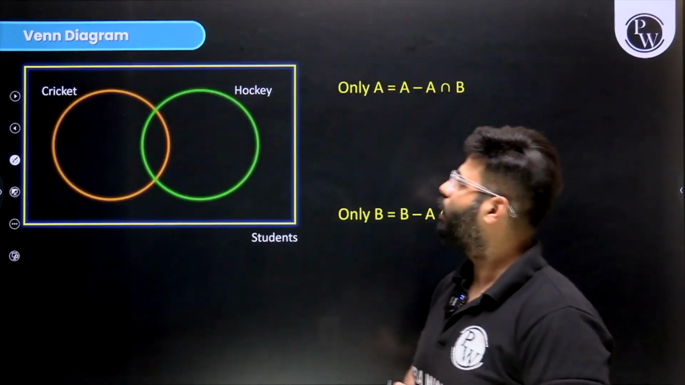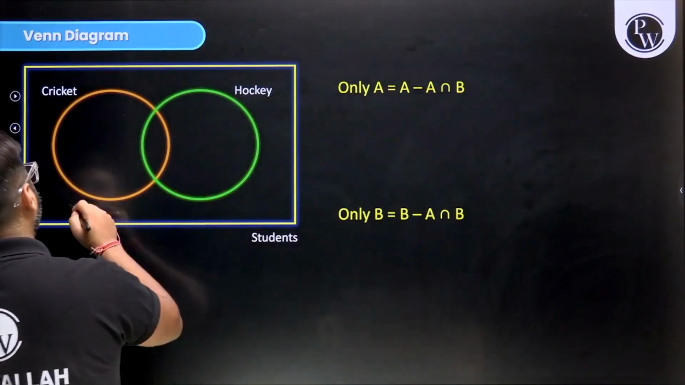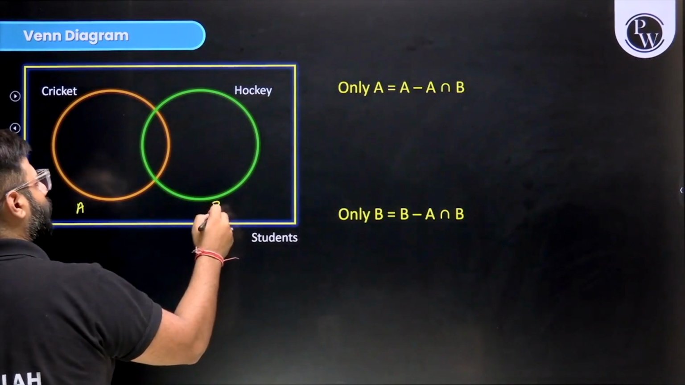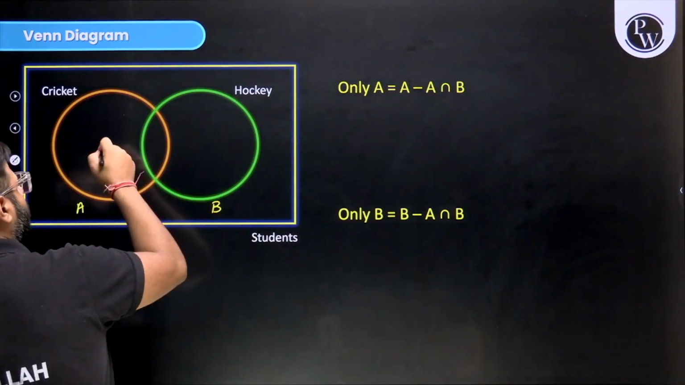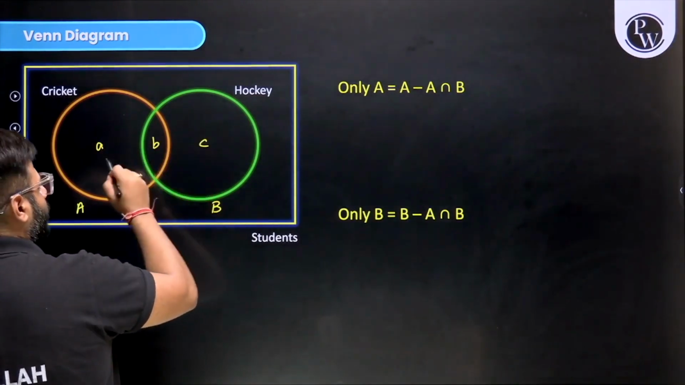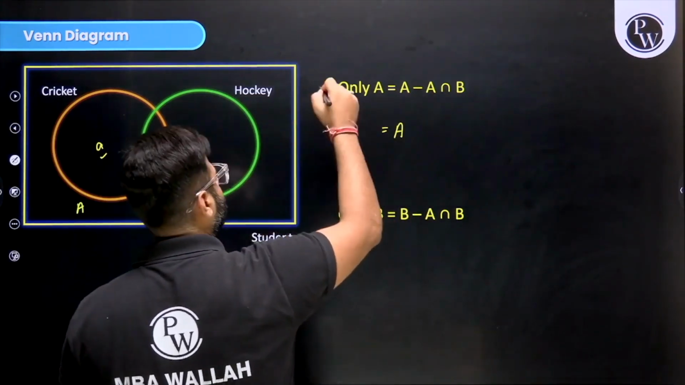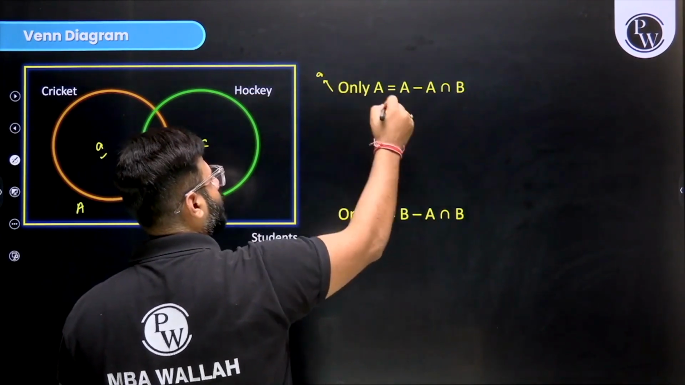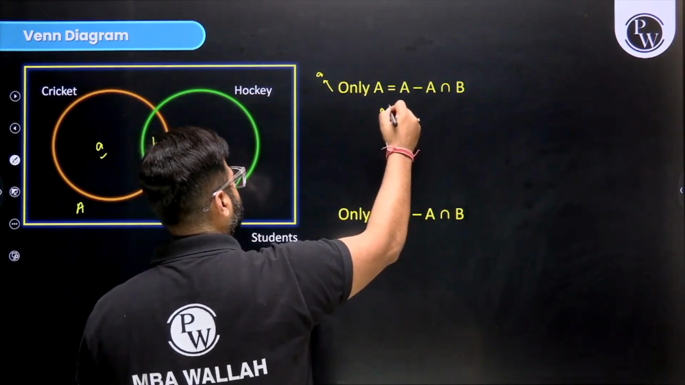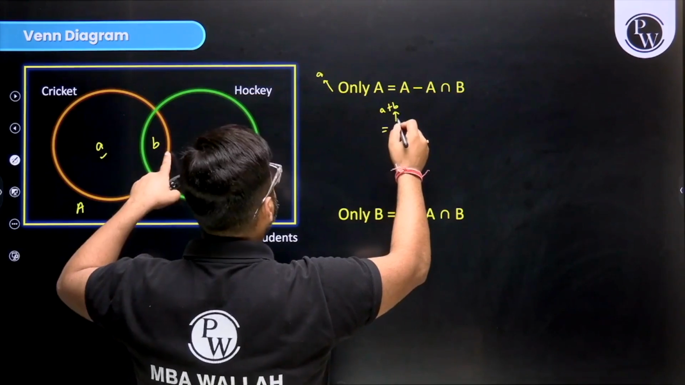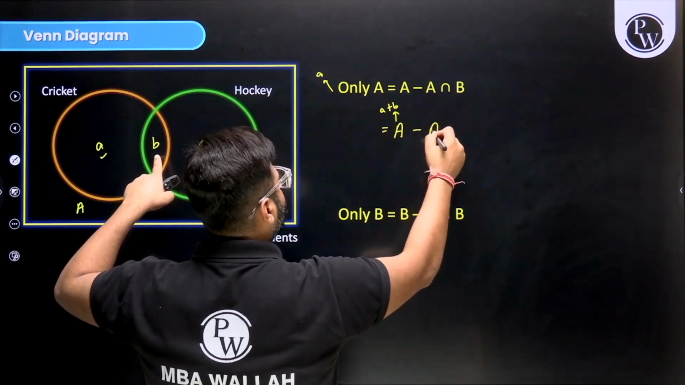Let's go ahead. When we talk about only A, that means only cricket, let us say. Of course you are interested in only the region A. Now to write A, you wrote A, because which region did you need? A. When you wrote A, who came along with A? B. You don't need that, otherwise you subtract A intersection B, isn't it?